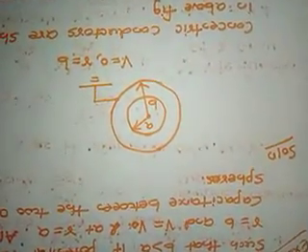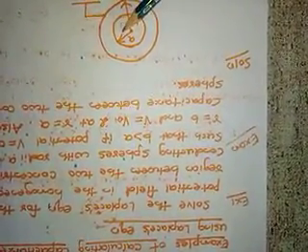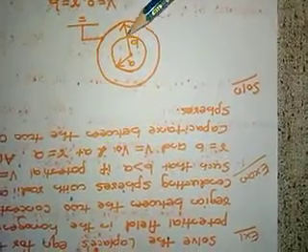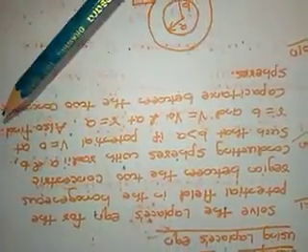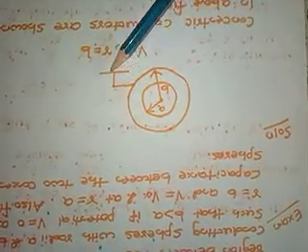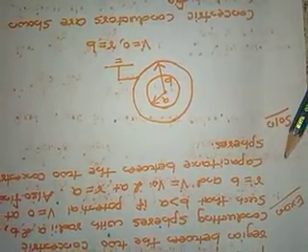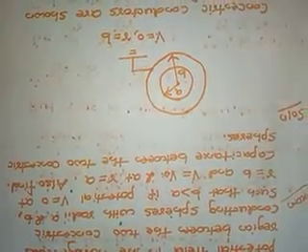You can see in this figure, I have sketched the two concentric spheres. This one has radius A and the other has radius B. The problem says V is equal to 0 at R equal to B, that is, potential equal to 0 at R equal to B, and V is equal to V naught at R equal to A.